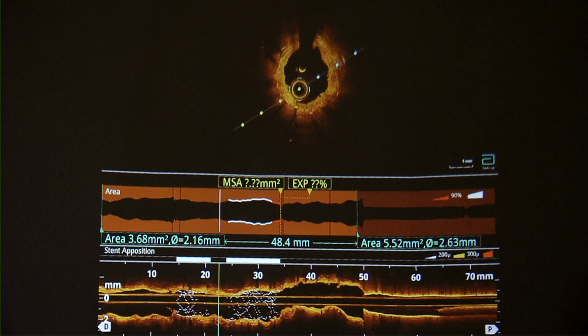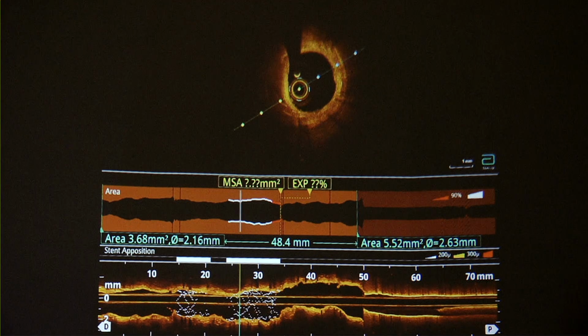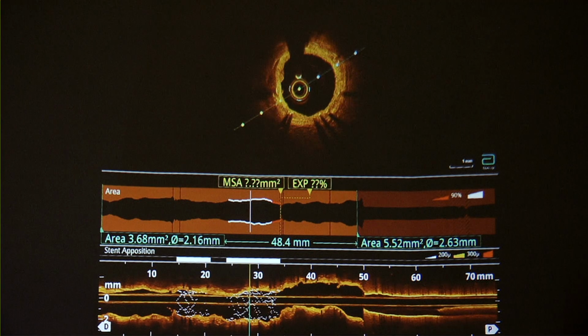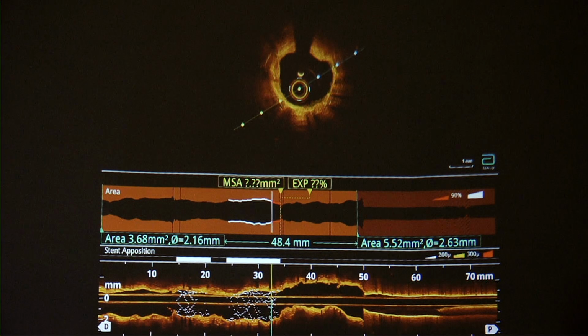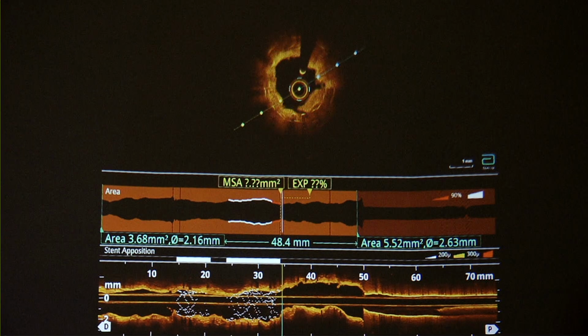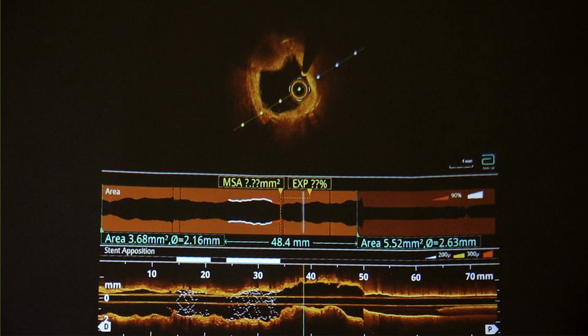You can see even 2 layers of stent here, a significant amount of fibrosis, and as you come more proximally, you can see lipid-rich plaques as well. So if I show you the snapshots apart from this run, here comes the lipid layers.